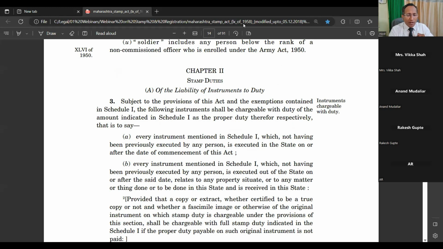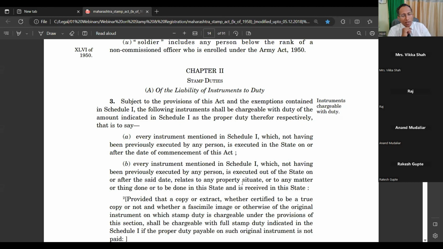Subject to provision of these acts or unless exempted, the following instrument shall be chargeable with the duty amount indicated in the schedule as proper duty thereof respectively. That is to say, every instrument mentioned in Schedule 1 which has not been previously executed by person and executed in the state or from the date of commencement of this act. So what it talks about is the duty, a stamp which will have to be paid as per the schedule.